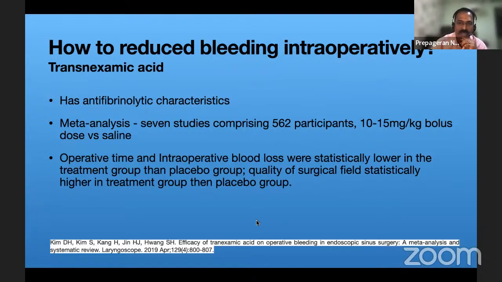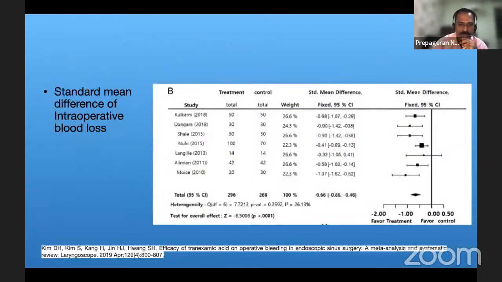So this is something interesting, something for us to consider. We can use tranexamic acid in doing surgery, with good results as well. This shows the difference in the intraoperative blood loss by using tranexamic acid, and you can see how significant the results are. All the studies show results in favor of the treatment with tranexamic acid. Something for us to consider.